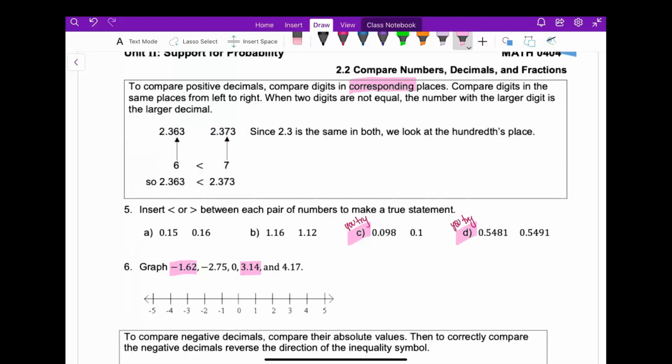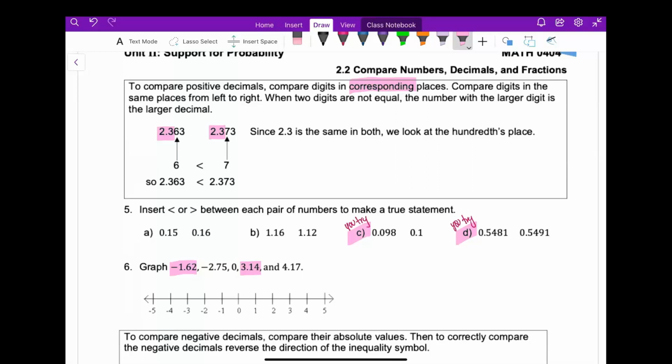To summarize, we compare the numbers up to where they're the same. Then when they become different, we compare that digit and see which one's the larger one. Our sentence over here says, since 2.3 is the same in both, we look at the hundredths place, and that's when we realize they're different, and we make our decision.